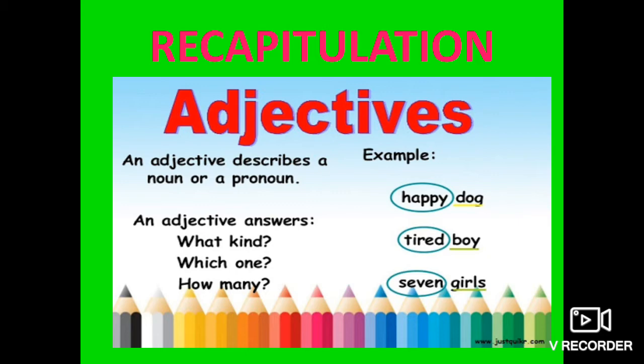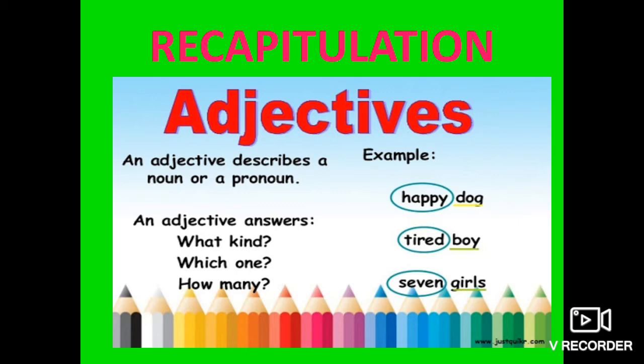Yes, students, you've studied about adjectives, and what these adjectives are, they are describing words. And what they describe, a noun or a pronoun. For example, happy dog, tired boy, seven girls. In all these three phrases, happy, tired, seven have been encircled. That means these words are adjectives, or these words are describing a noun.